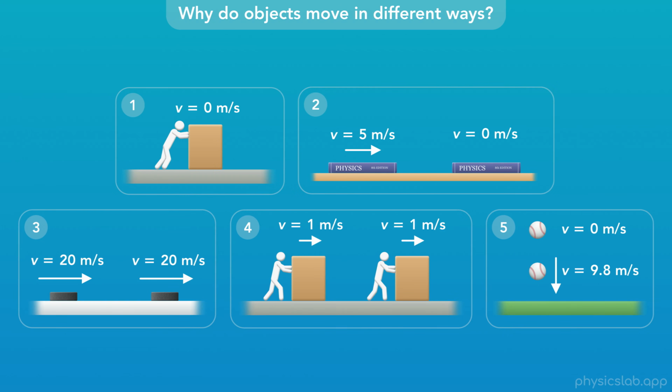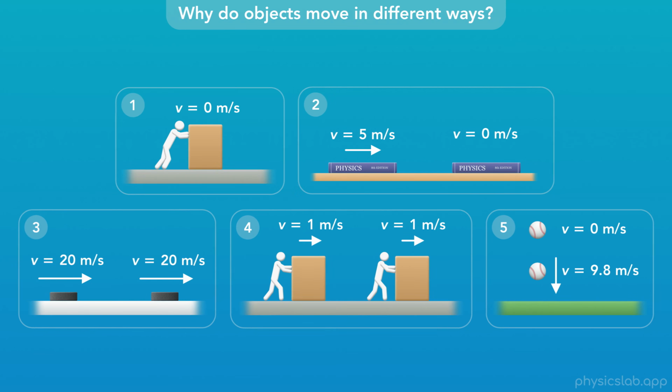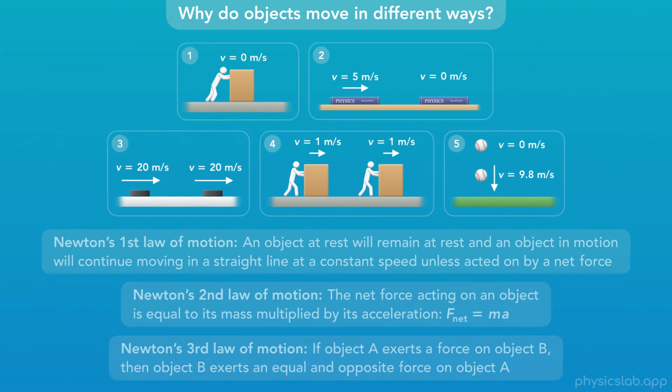These scenarios might not seem that interesting, but almost everything in the world and everything in the universe behaves the same way as one of these 5 examples. It either doesn't move, it slows down, it moves with a constant speed for different reasons, or it speeds up. It could also change direction, but we'll get to that later. In the next few videos, we'll learn why these objects move in different ways using Newton's 3 laws of motion. But before we can understand these laws, we need to learn about forces.